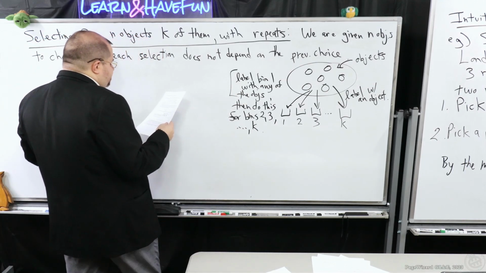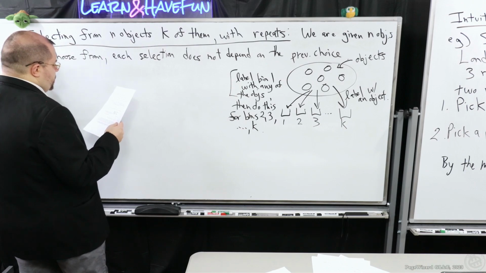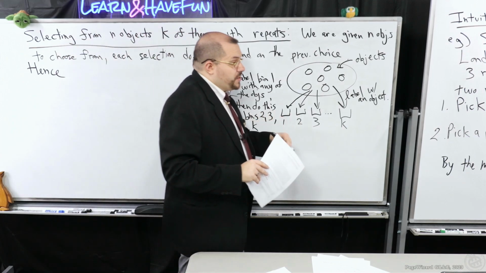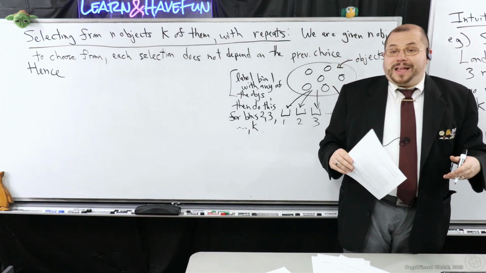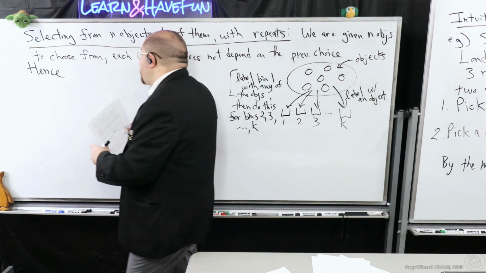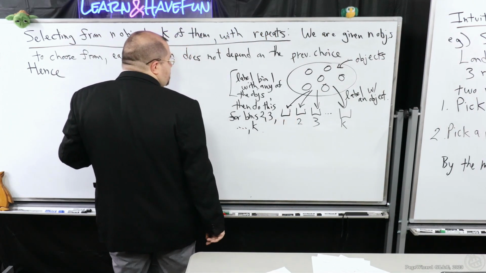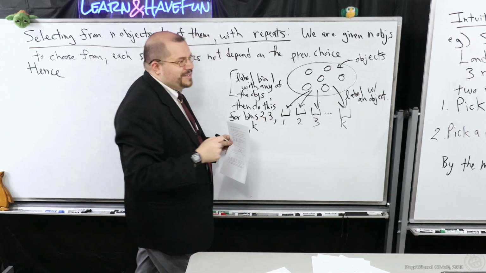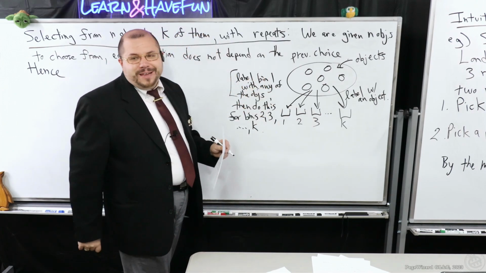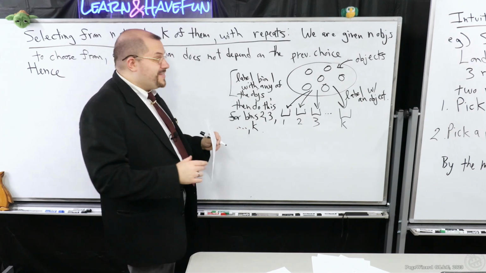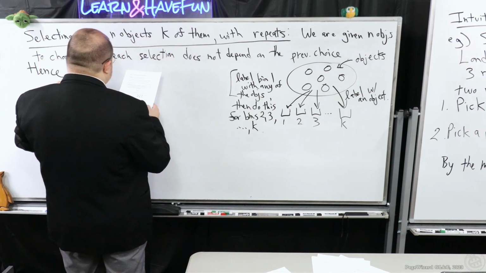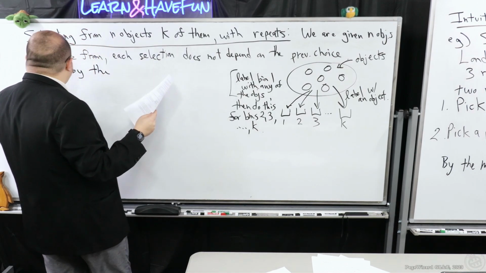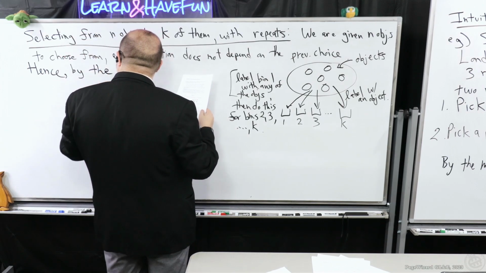So what does that mean? How many ways can I label the first bin? Well, I could pick any of the objects, right? There's n of them. How many ways can I label the second bin? Well, there's n of them. How many ways can I label the third bin? Well, there's n of them. And so on. How about labeling bin k? Well, there's n of them. So the point is that it does not depend on the previous choice. You get to pick from n of the objects every single time, and you pick k of them.